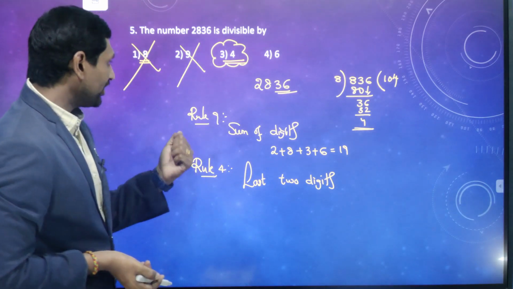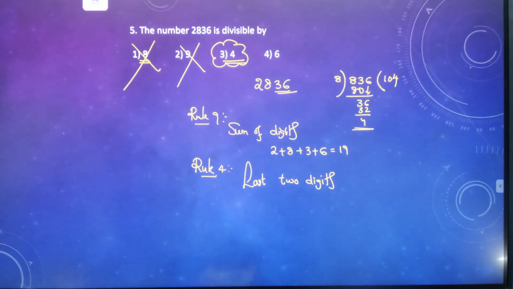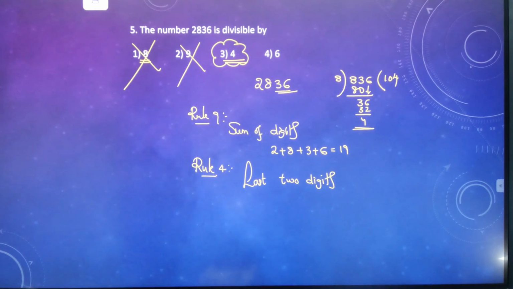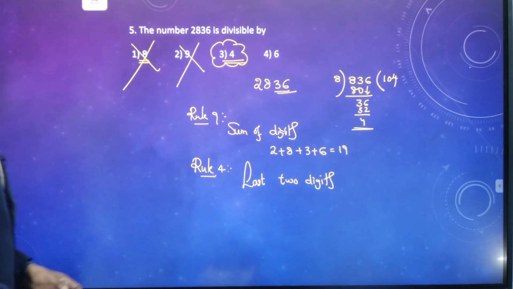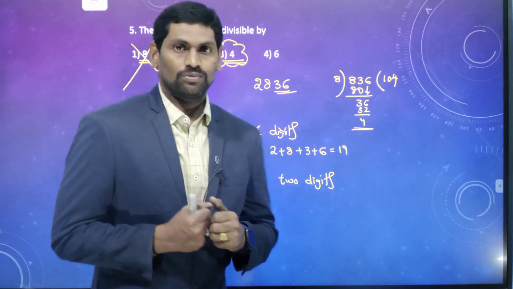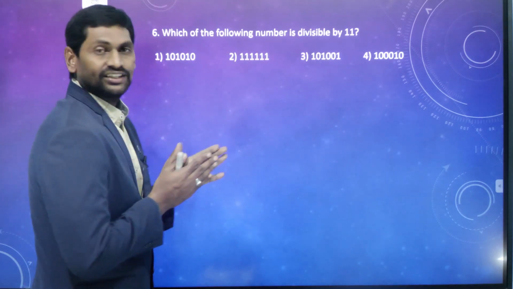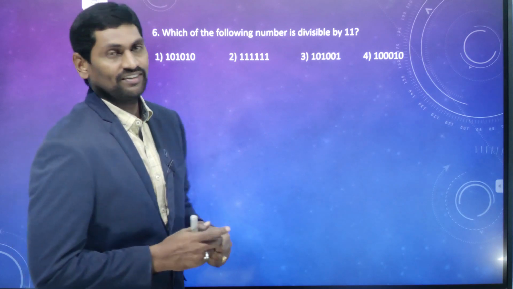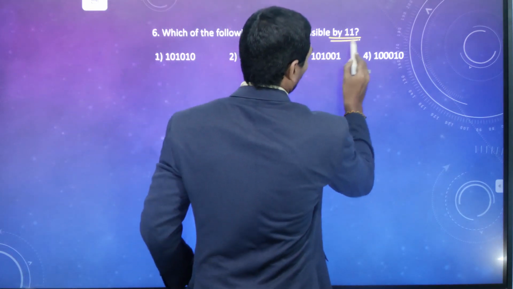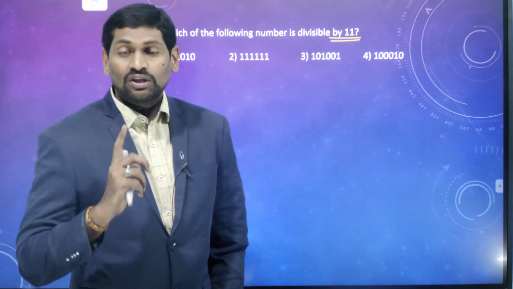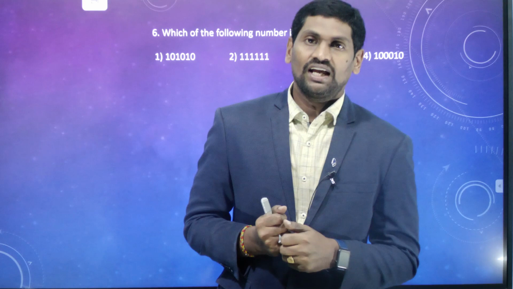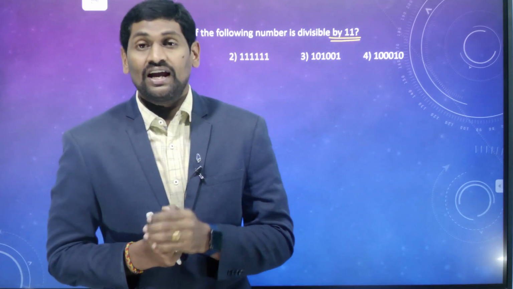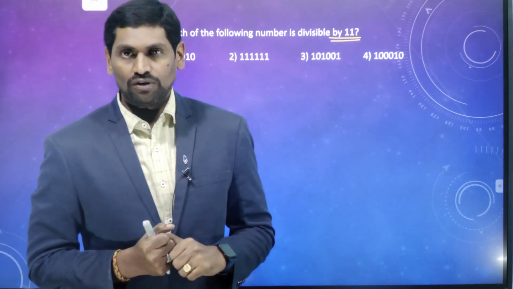Okay. Yeah, please look into it. Let us move on to the next problem. Right. Which of the following numbers is divisible by 11? Just now we have discussed the divisibility rule for 11. What is the divisibility rule? Once again I am repeating that the rule is: sum of even place digits and sum of odd place digits, and the difference is 0 or a multiple of 11.